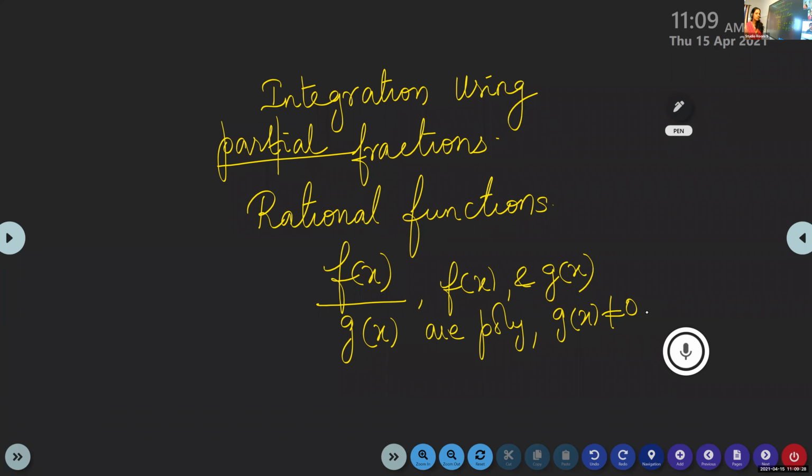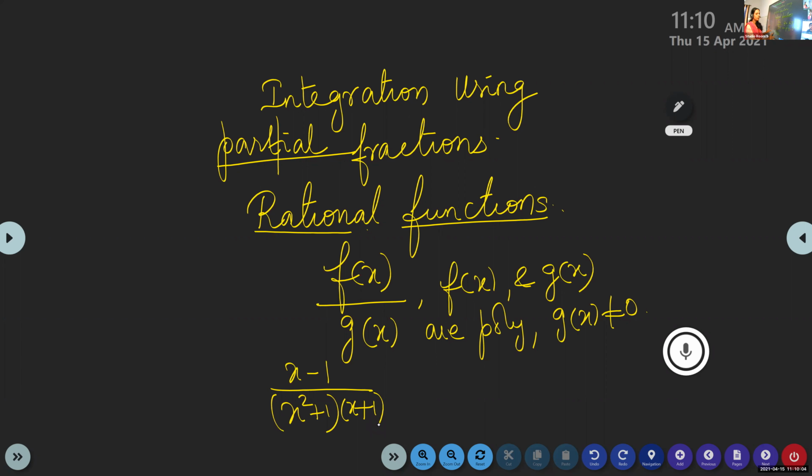Similar to a rational number, where we say it is of the form p by q, where p and q are integers with q not equal to 0, here a rational function is of the form f of x by g of x, where f of x and g of x are polynomials with g of x not equal to 0. For example, suppose it is given like this, x minus 1 by x square plus 1 into x plus 1. This is a rational function.